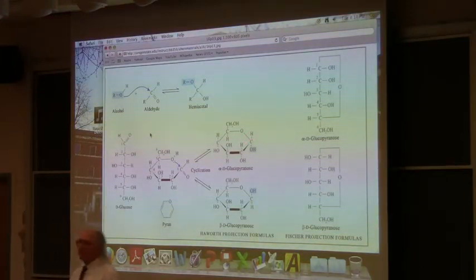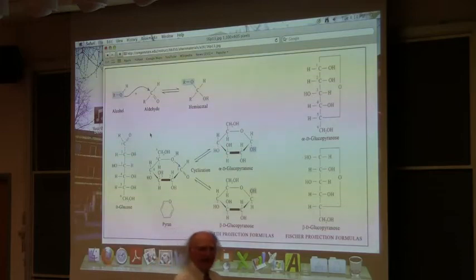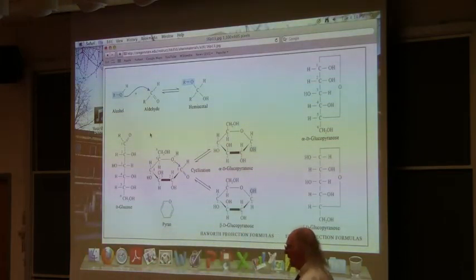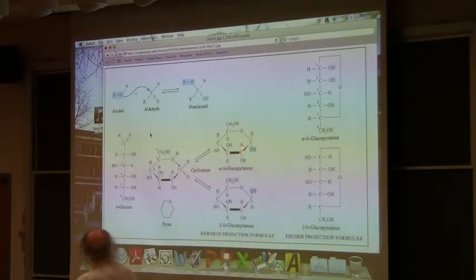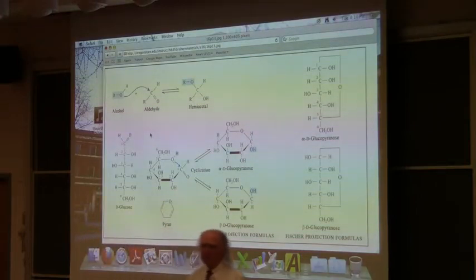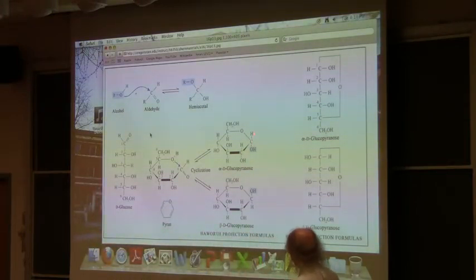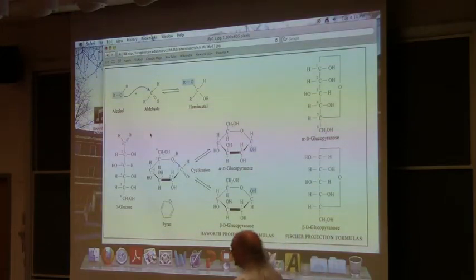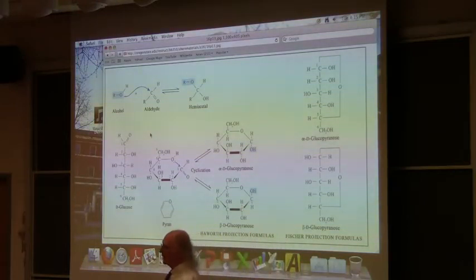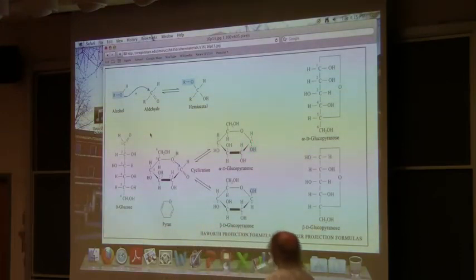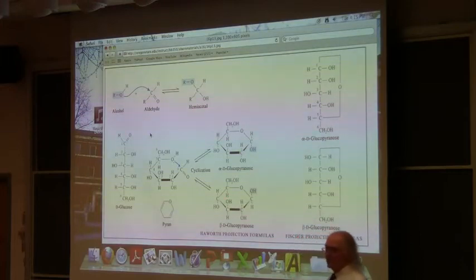This asymmetric carbon is given a name. It's a brand new one. It's called an anomeric carbon, A-N-O-M-E-R-I-C. Anomeric carbon, okay, is the newly formed asymmetric carbon made by making the ring structure. Well, because it's asymmetric, it means it can have two different configurations. One configuration is called alpha, and the other configuration is called beta. The alpha configuration has the hydroxyl in the down position, as you can see here. The beta has the hydroxyl in the up position, as you can see on the bottom figure.